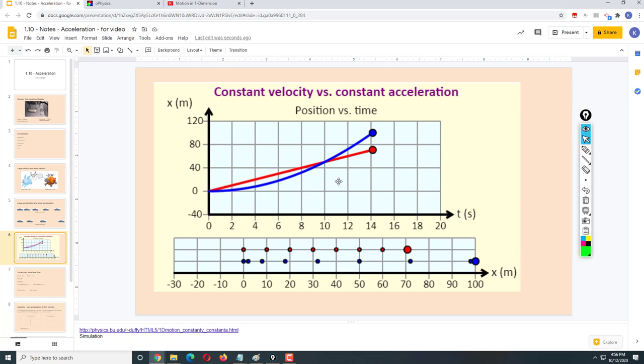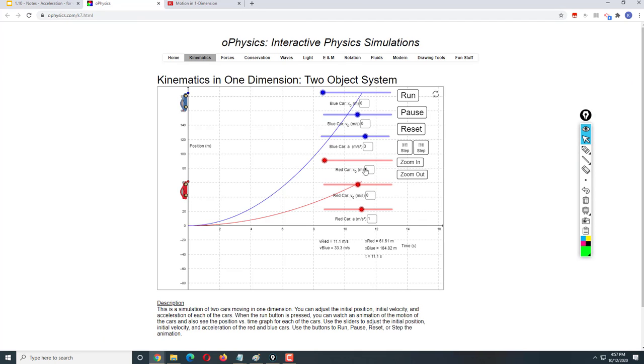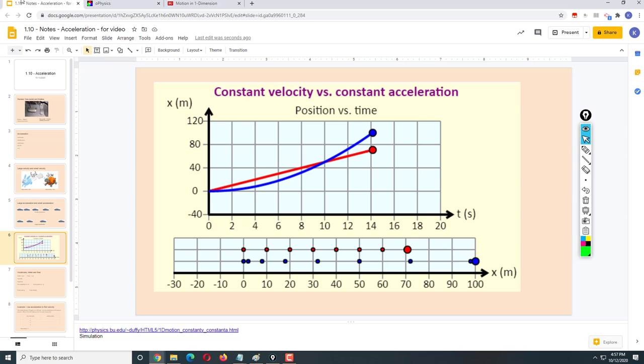In our example here, the initial velocity of the blue car is 0, but the final velocity of the blue car is 33. The initial velocity of the red car is 0. The final velocity of the red car is 11. So the velocity is getting higher and higher.